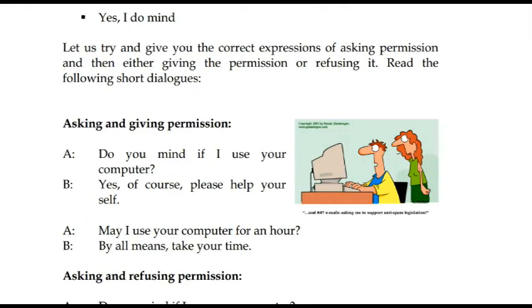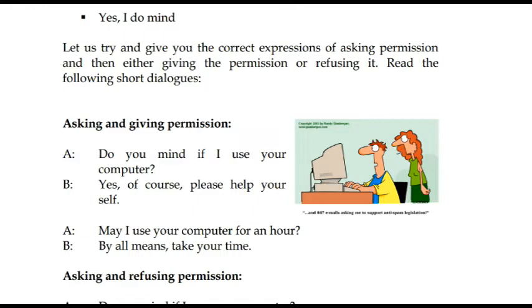Yes, I do mind. When you ask someone, would you mind moving a bit, and he says, yes, I do mind, it means that that individual wants to be left alone and he doesn't want to be disturbed. So you should not disturb him, you should rather leave him alone.